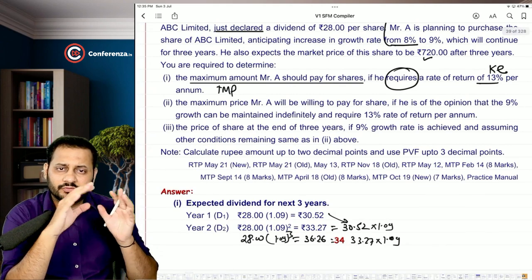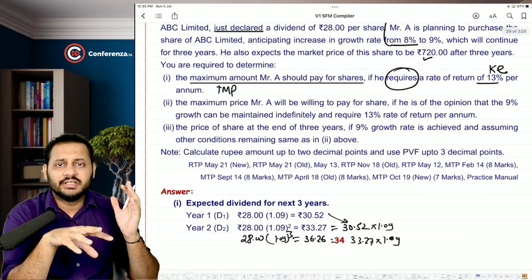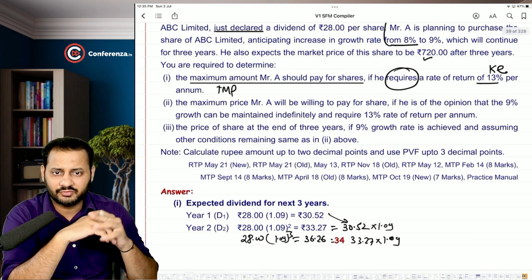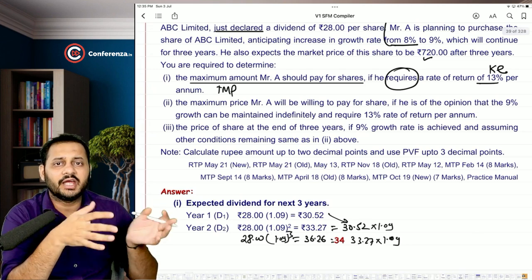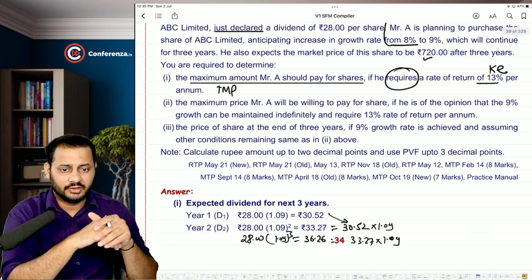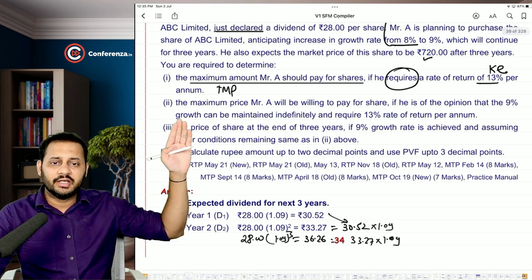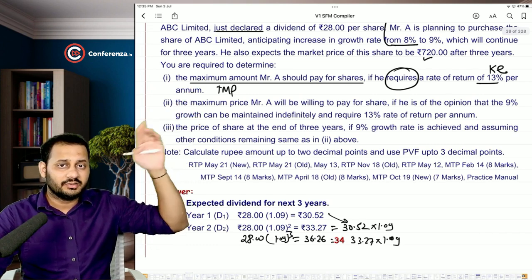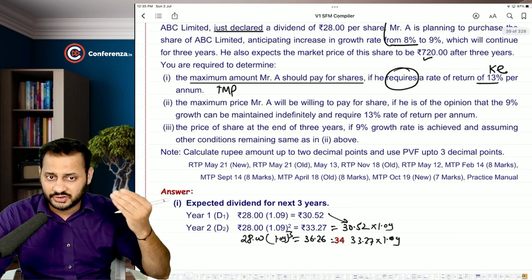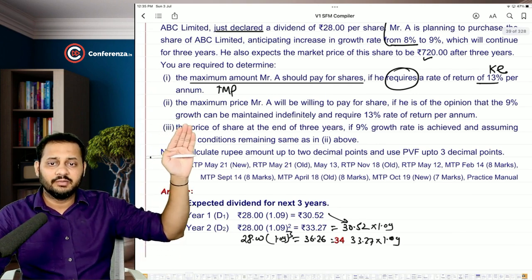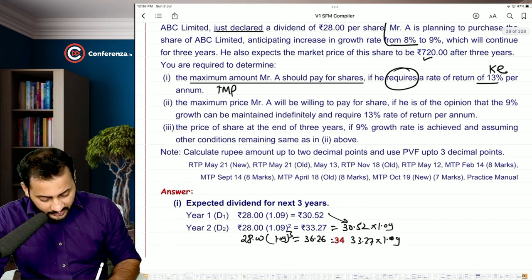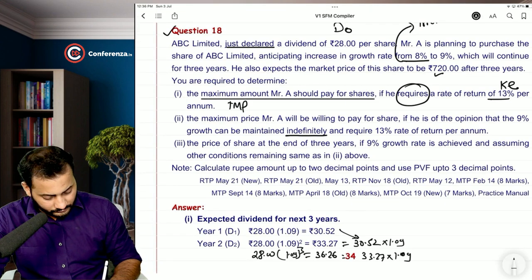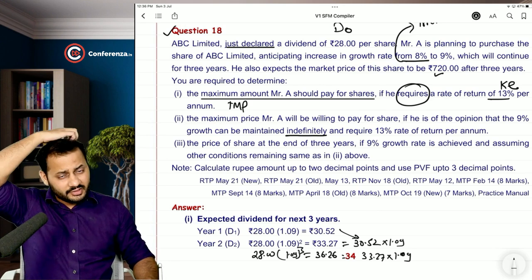In the first part, it was very clear that after investing in the share, we are going to receive cash flows for 3 years, and then we will sell that share at the end of 3 years. So we knew every cash flow, and the time was limited to 3 years. Now, the maximum price Mr. A will be willing to pay for the share. That means they are asking us to calculate the same thing, but there is a difference in the situation. If he is of the opinion that the 9% growth can be maintained indefinitely, and now underline the word indefinitely, and required 13% rate of return.